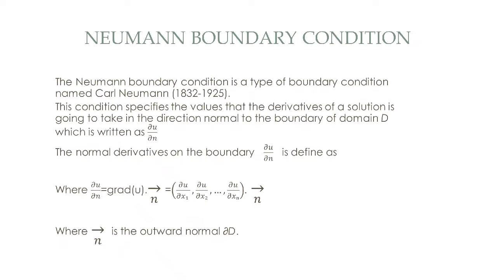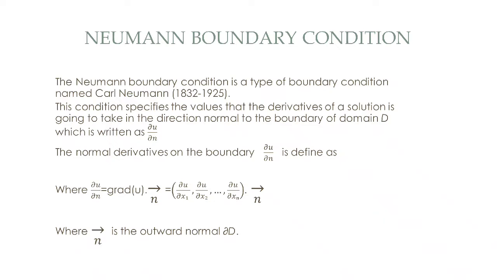Next is the Neumann boundary condition. The Neumann boundary condition is a type of boundary condition named after Carl Neumann. This condition specifies the value that the derivative of a solution is going to take in the direction normal to the boundary of the domain capital D, which is written as partial u over partial n.